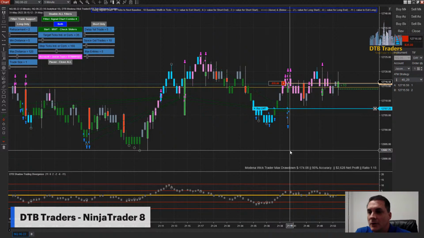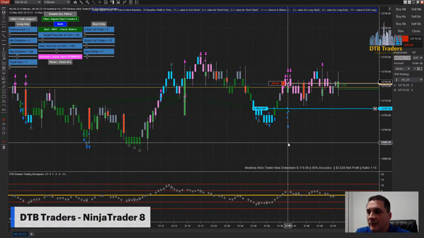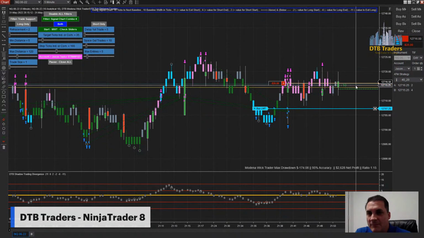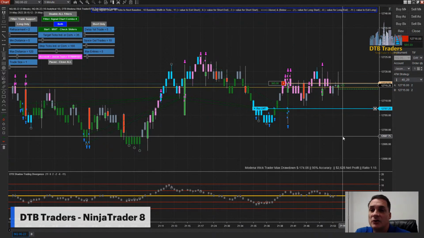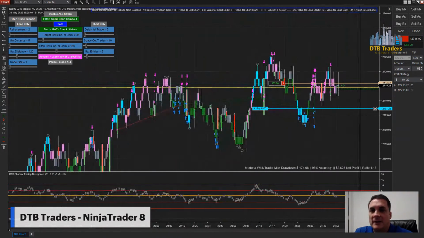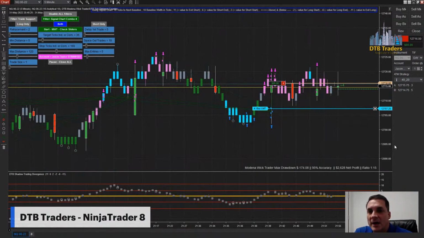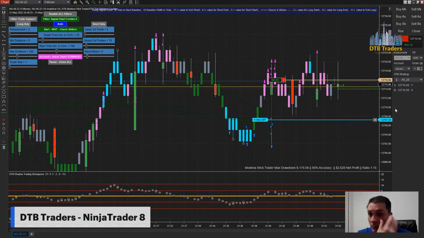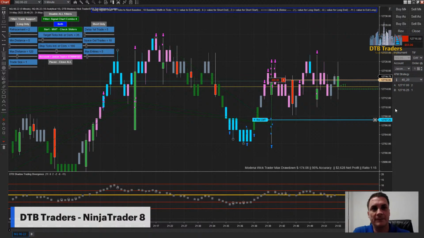So just a few little things to look at when you have this set up on your chart: looking at the coloring of the bars, looking at where the 5-minute bar is, looking at where the signal chart data series is, and that'll give you a good indication of what the price is doing and also where the strategy will be entering positions.